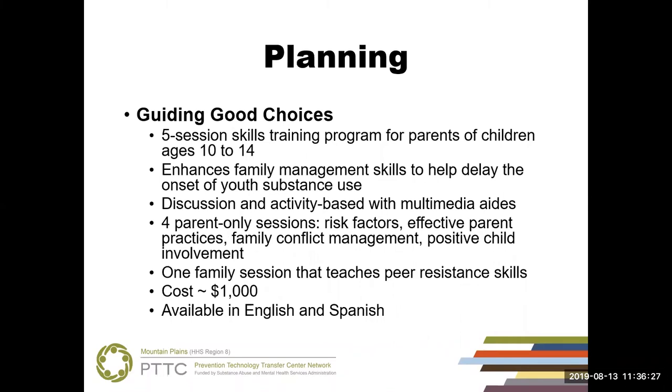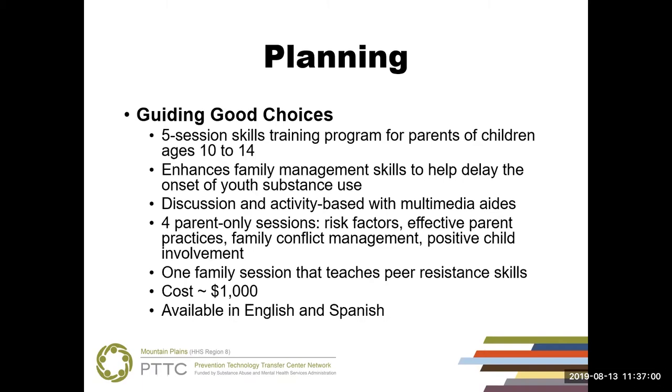This program has received over 9 evidence-based recognitions, including Promising from Blueprints for Healthy Youth Development, and Exemplary 1, which is the highest rating from the Office of Juvenile Justice and Delinquency Prevention. It's a 5-session skills training program for parents and their middle school age children that's held weekly in 2-hour classes. The primary objectives of the curriculum are to enhance family management skills for parents and to help delay the onset of youth substance use.